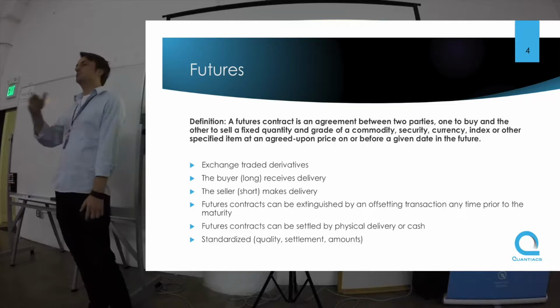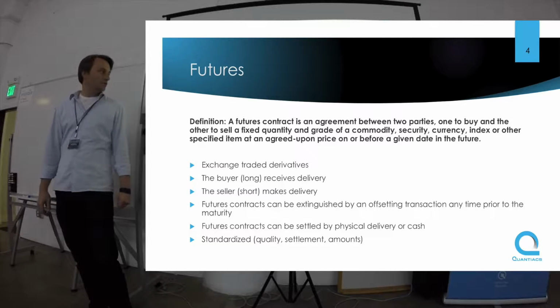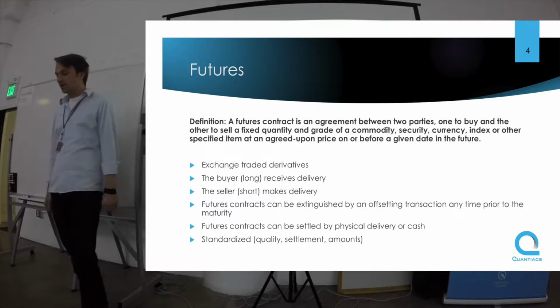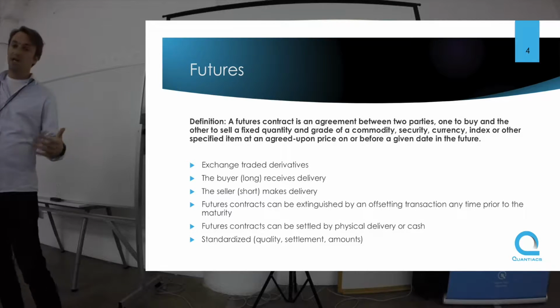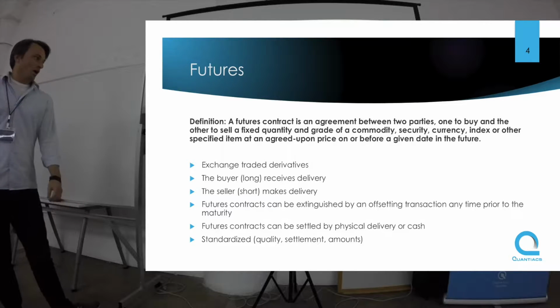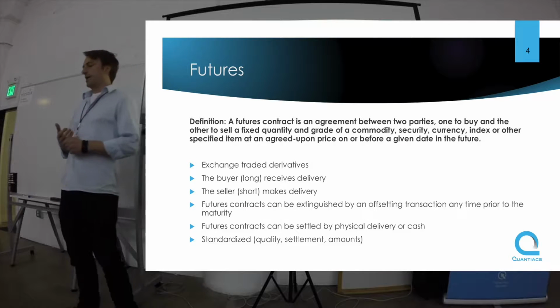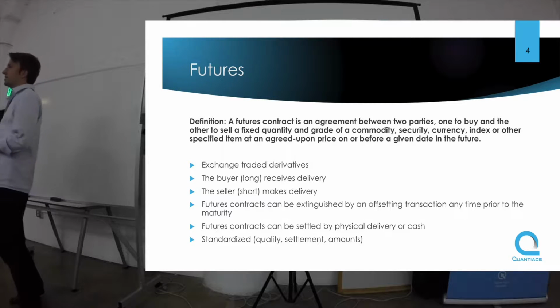So if I am long in, let's say, the wheat future with one contract, I can offset that position by just selling my long or buying a short. That's basically the same thing. Okay, futures can be settled by either physical delivery or cash.